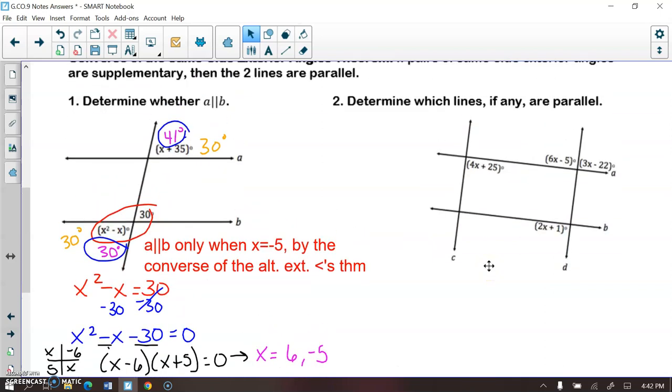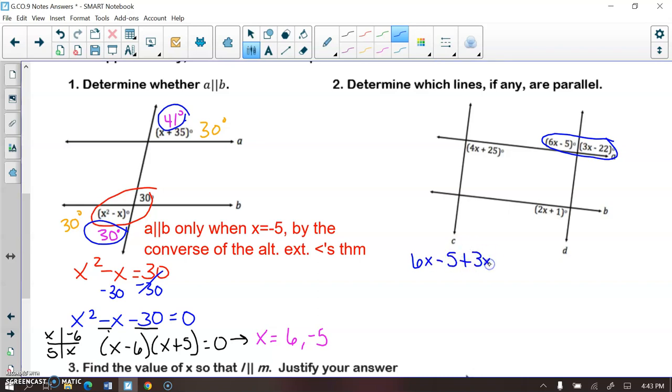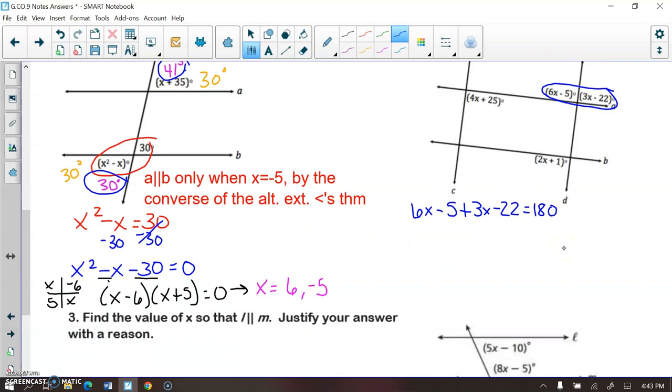All right, looking at number 2, we want to determine which lines, if any, are parallel. Now remember, I can't use anything related to parallel lines. I can only use facts that are not related to parallel lines. So I can use the linear pair theorem. That has nothing to do with whether the lines are parallel or not. So if I add these up, and set them equal to 180, I can solve for x.